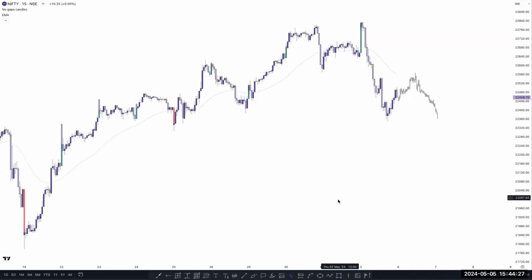So this one is a possible scenario, something like this. And this is a continuation pattern here, right? And if price tests this EMA and gives any bearish indication, we can expect a downside move right here and like this.